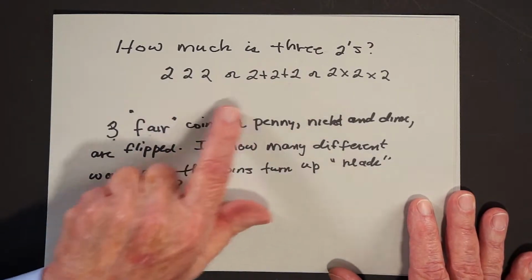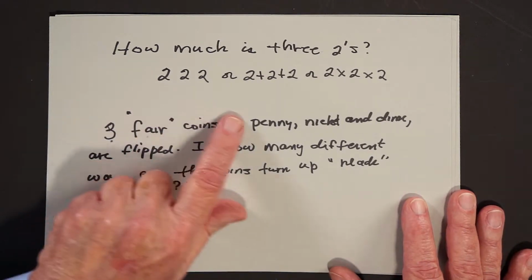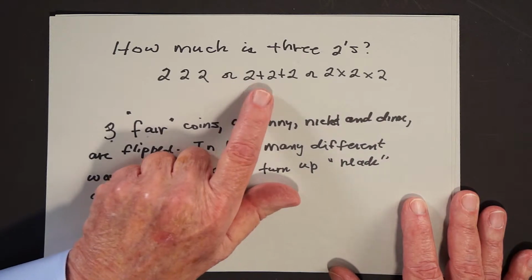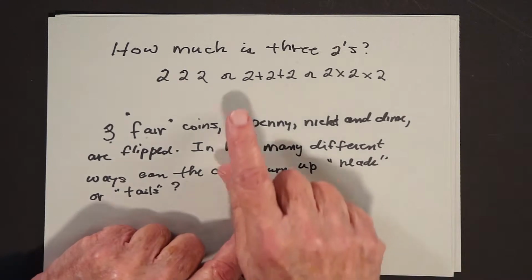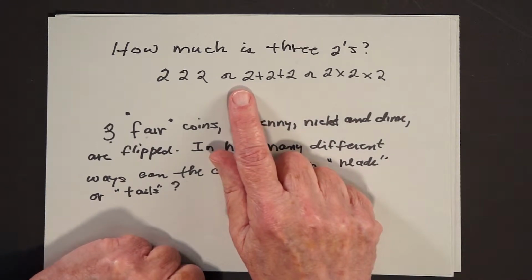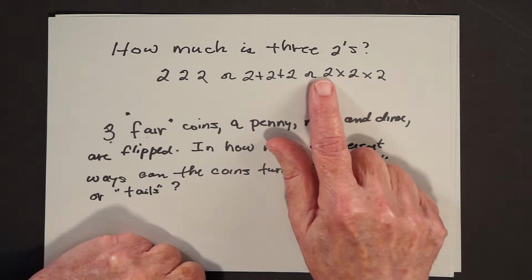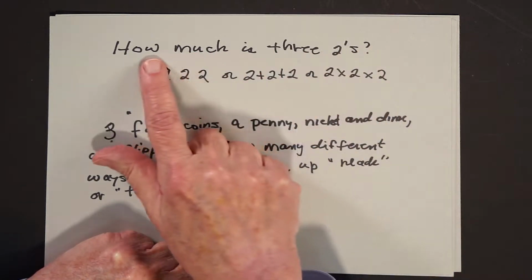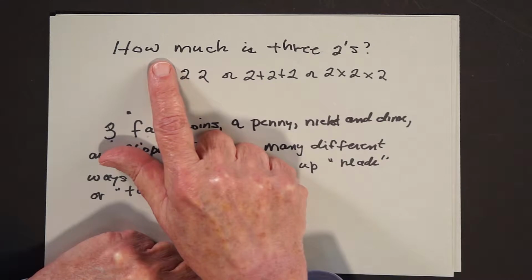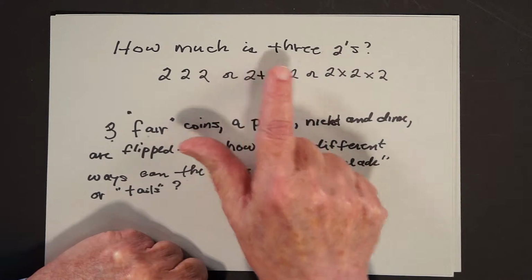But here's what happens. When I say how much is 3 2s, can you visualize a first grader just saying, oh, it's 222. Or, as the usual guess goes, 2 plus 2 plus 2. But it could also be 2 times 2 times 2. In other words, just as there are occasions where we may want to add a number to itself several times, there are other occasions where we want to multiply a number by itself 3 times. So, if you were trying to be precise, the question should be either how much is the sum of 3 2s or how much is the product of 3 2s.